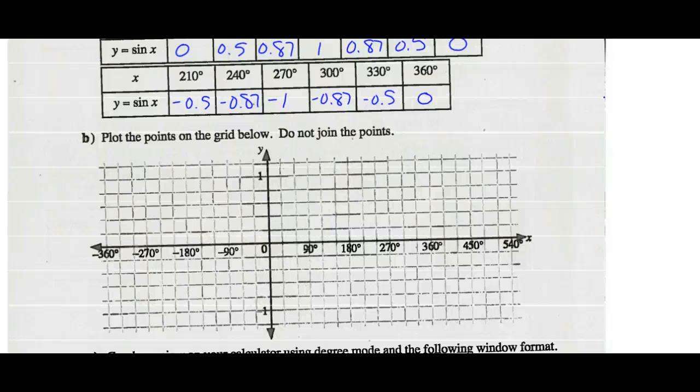When x was 0 degrees, the sine of x was also 0. When x was 30 degrees, the value was 0.5. 1, 2, 3, 4, 5. So 0.5 is right about there. At 60 degrees, it was 0.87, right about there. And at 90 degrees, it was 1. At 120 degrees, it was back to 0.87. And then it was at 0.5. And at 180 degrees, it was back to 0. At 210 degrees, it was at negative 0.5. So that's about here. At 240, it was at negative 0.87. At 270, it's at negative 1. Then negative 0.87, then negative 0.5, and back to 0. All right. So we've got those points.